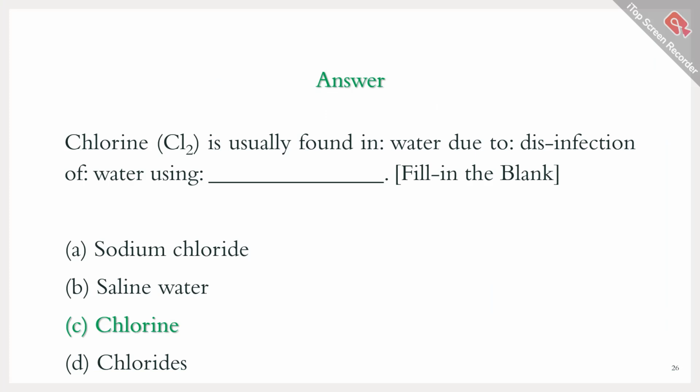So the correct answer is chlorine. If you use chlorine, you will find excess chlorine in the water, because chlorine's lifetime is not very short, it has a long lifetime of presence in the water. And it doesn't get converted into something else like sodium chloride or chlorides. It remains in the chlorine form.